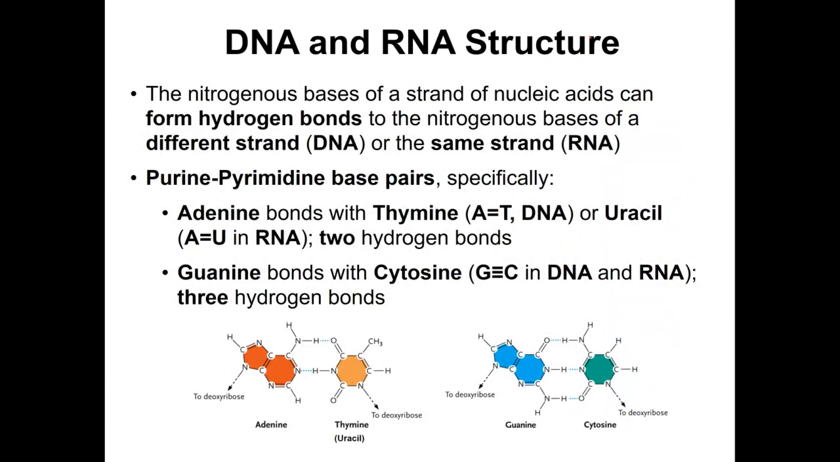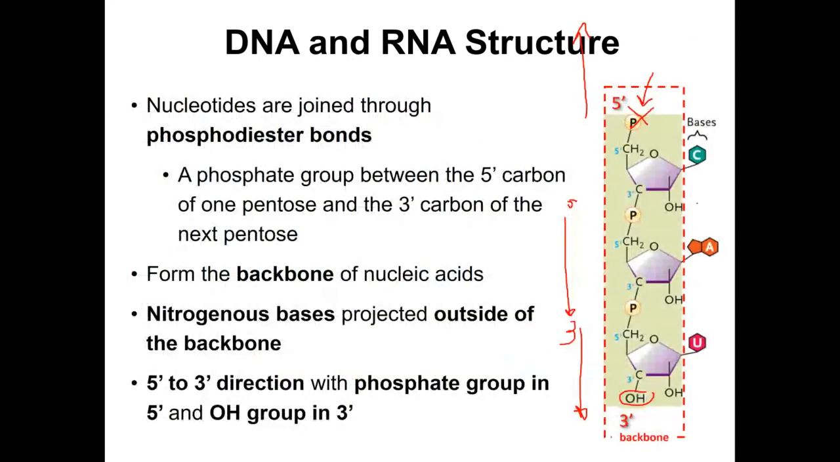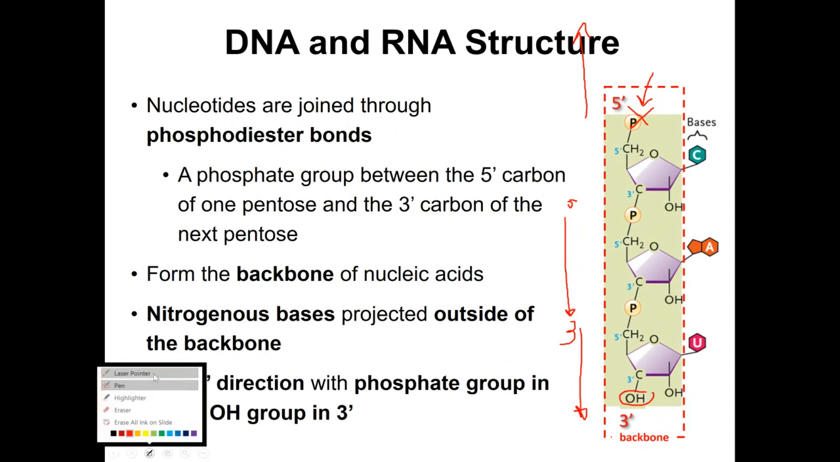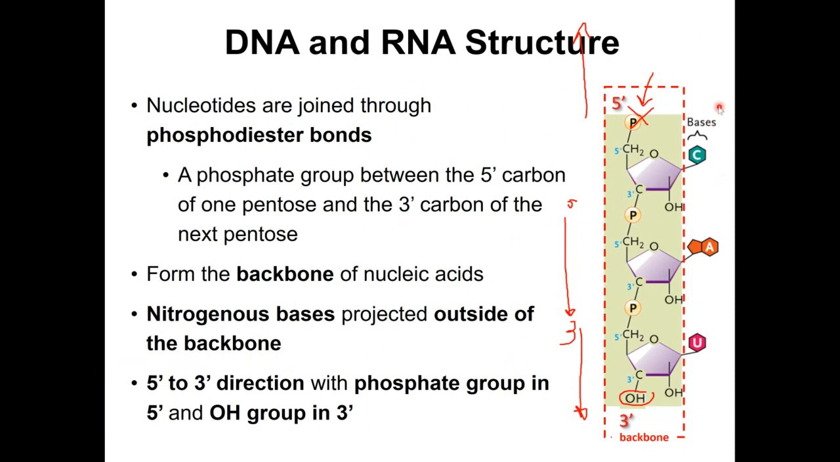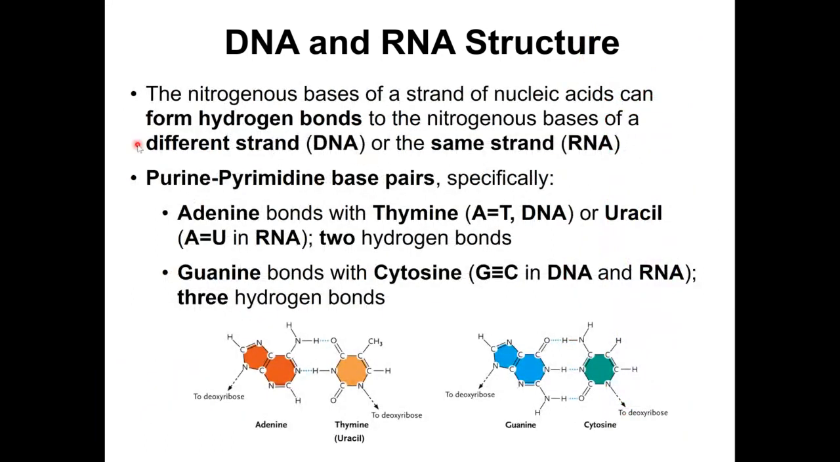Now, these strands, whether you're talking about DNA or RNA, this happens in both of them, can actually be joined together. So two of these strands can be joined together through the formation of hydrogen bonds, not within the backbone, but within the nitrogenous bases that stick out from the backbone. So these bases can form hydrogen bonds with nitrogenous bases from a different strand. And this takes place through a purine to pyrimidine base pairing, which is very specific.